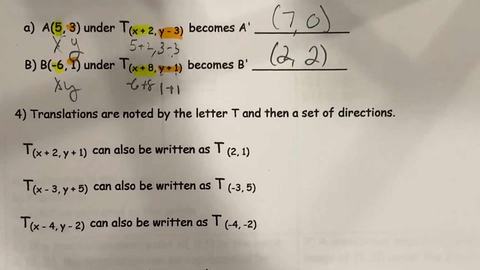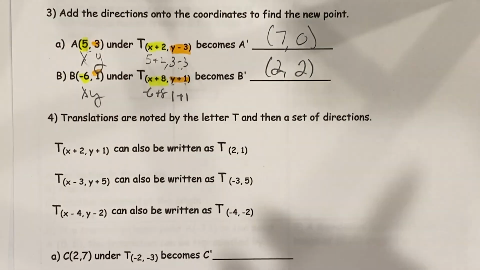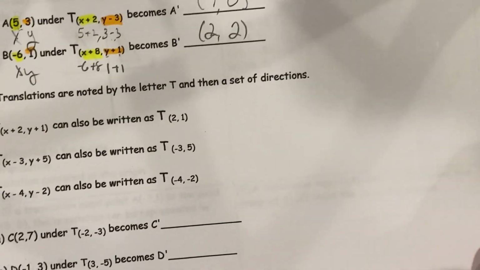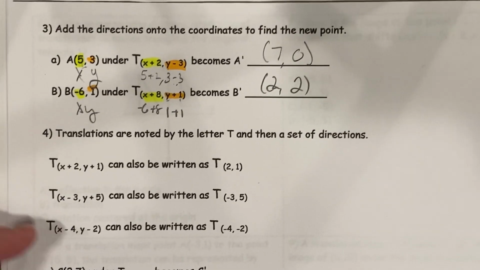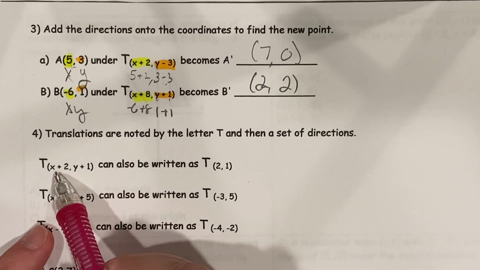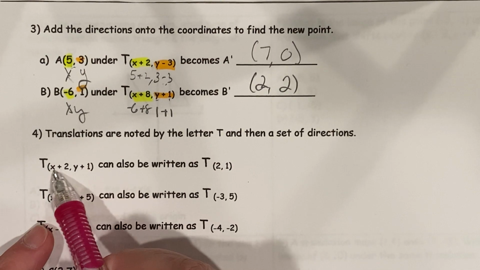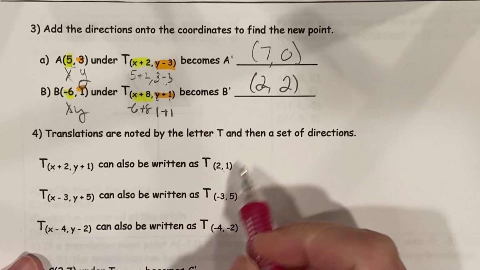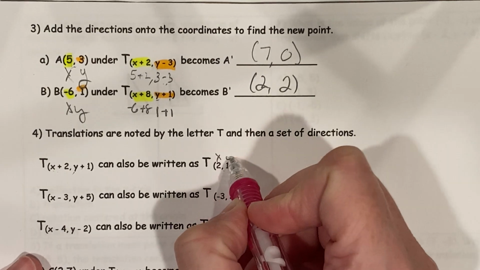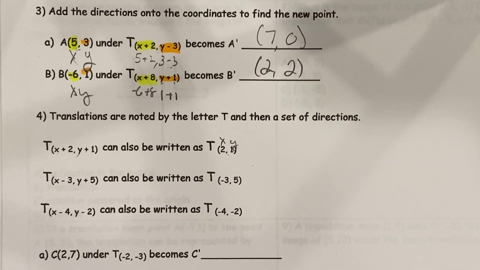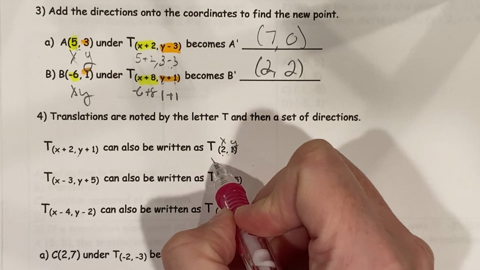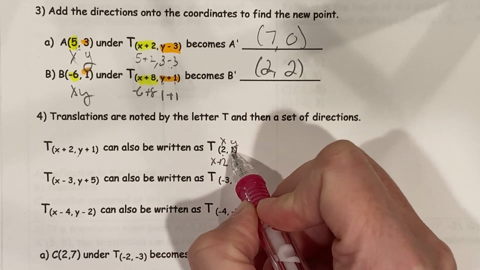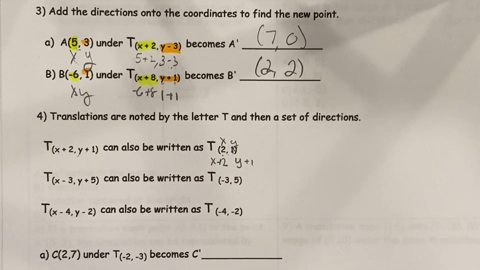All right, so there's one more way they can show you the symbols, and this is even more of a shortcut. So what they could do is they could take away the plus and the minuses and the x and the y and just simply write it as a coordinate. So what this would mean is this is your x and this is your y. And then because it's a positive 2, this means x plus 2. This is a positive 1. It means y plus 1.